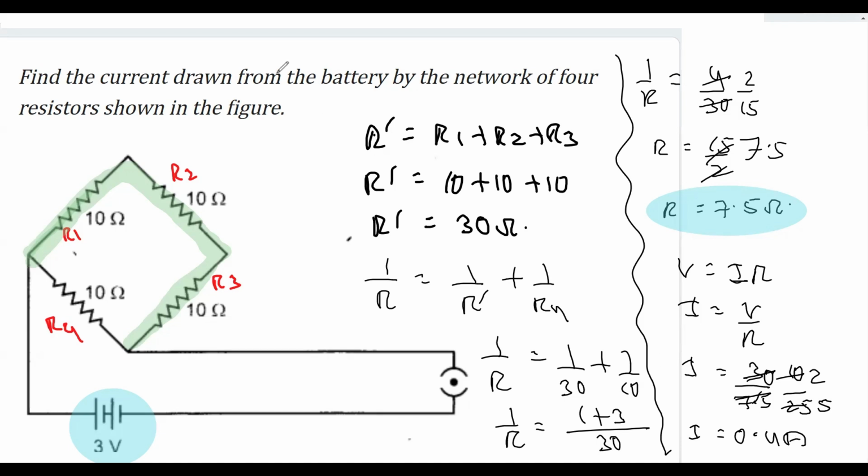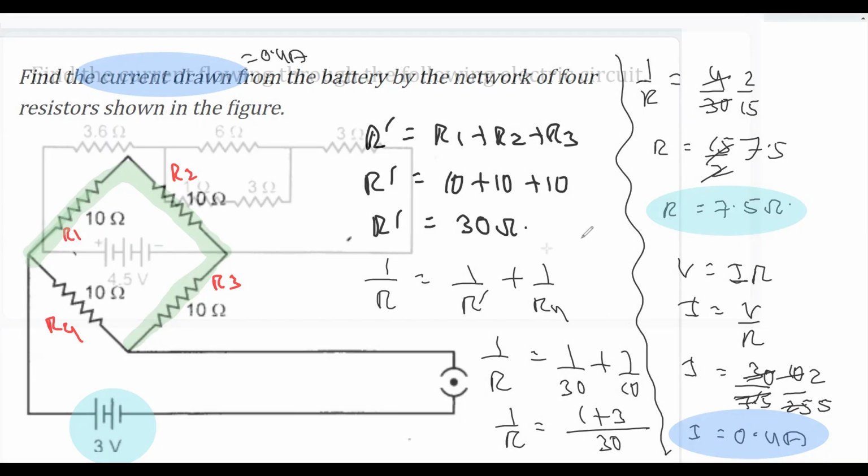Right. Should I cross check it? Let me check it once again. This was 30 over 75, right? Yeah, so 30 divided by 75 comes out as 0.4 ampere. So the final answer for this is 0.4 ampere. Okay, that's done. Let's move to the next.